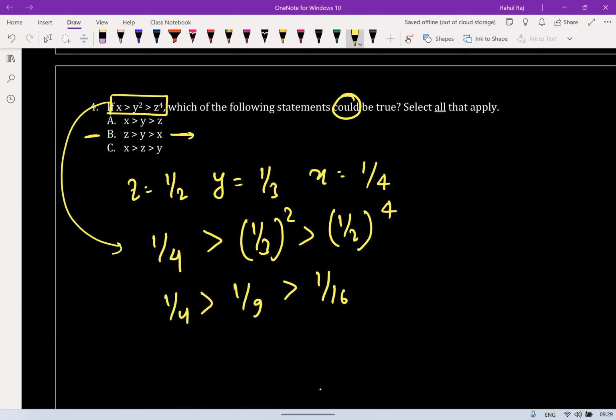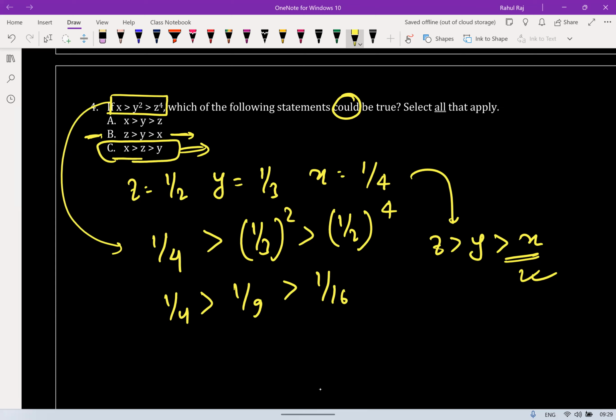Now look into statement number B. Is this sufficing or not? Yeah, it suffices. Z is greater than Y is greater than X. Simple. So option number B also suffices. So there is a set of numbers for which option number C will also suffice. That is a fractional value again.